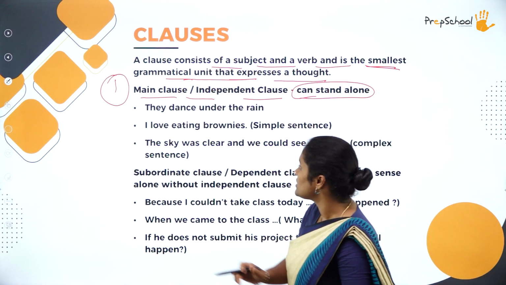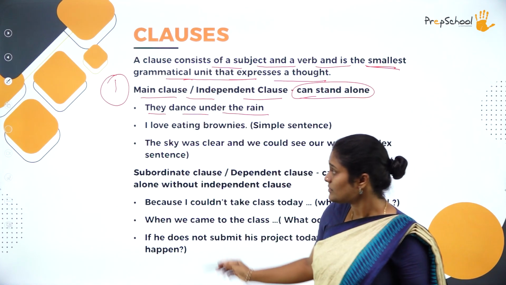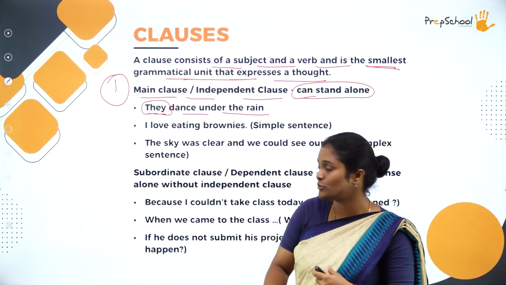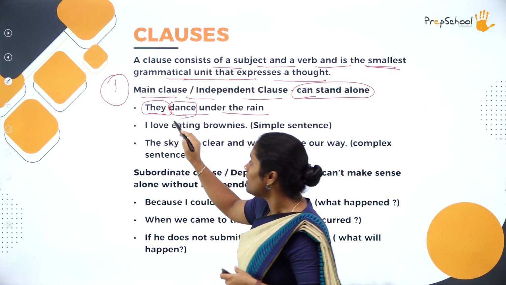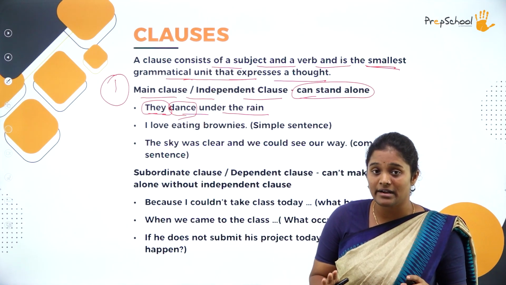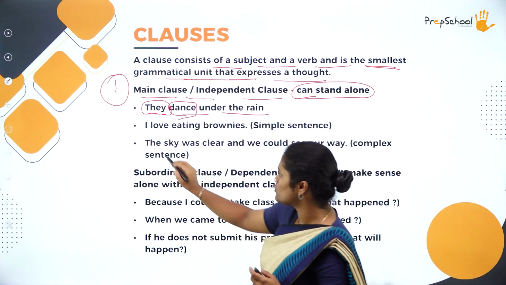It can make sense. For example, they dance under the rain. They are the subject. Now I hope with the examples you'll get to know. They dance is the verb. They dance under the rain. It makes sense. It can stand independently. That is an independent or main clause. I hope that's clear. Let's not confuse you much.